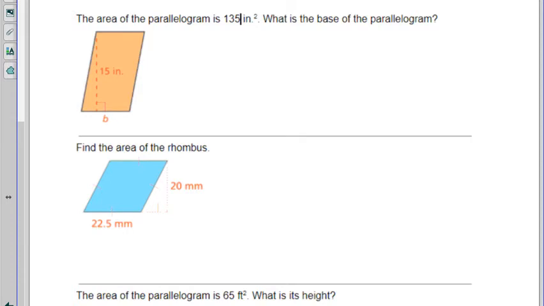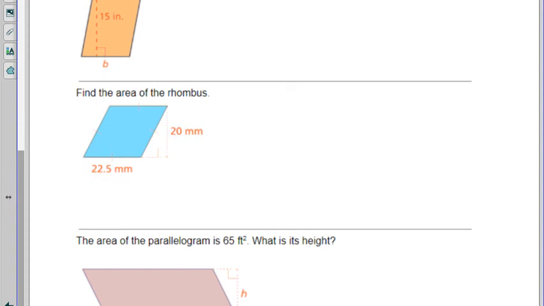Here are 2 for you to try. There's a little bit of a glitch here. I don't know if that came out on your paper or not. That's 135 inches squared. So start off by writing your formula. Then substitute in for each of the variables that you know, and then solve for the variable that you don't know. Work through all those examples, and then we'll go over them in class.